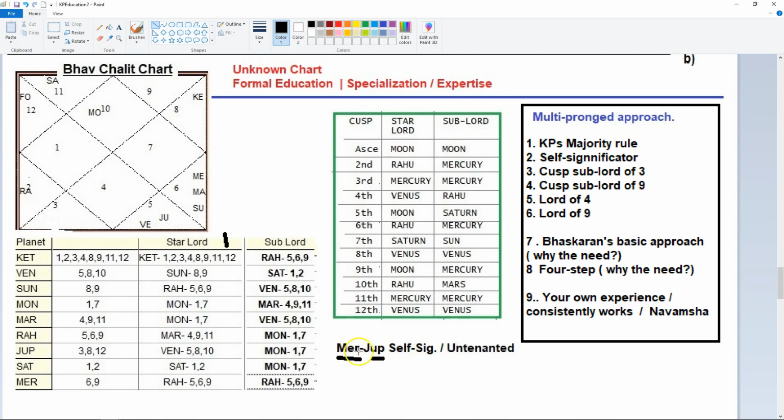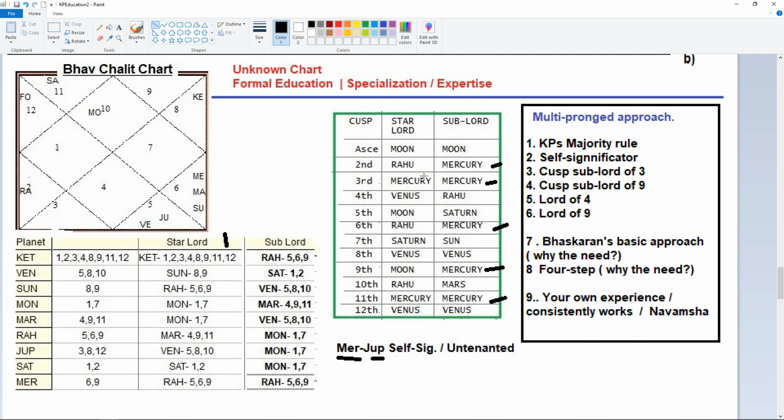So now when we start looking at Mercury and Jupiter, and we know that the time of birth in this chart is accurate and we can rely on the sublord of the cusp, we start looking at the cusp and the sublord. We find that Mercury appears over here, in the second, in the third, then in the sixth also, in the ninth also, in the 11th also, and then Mercury is appearing in the star lord column of the cusp over here also, then in the third. So we see that there is a certain abundance of Mercury in this chart, and Mercury seems to be very, very strong.